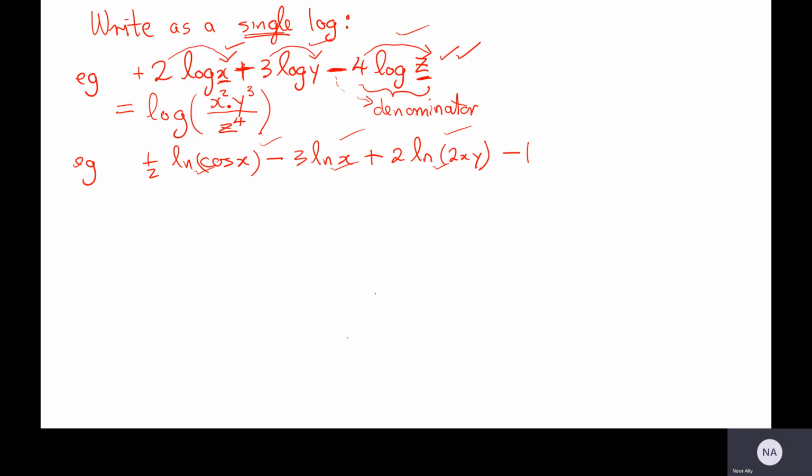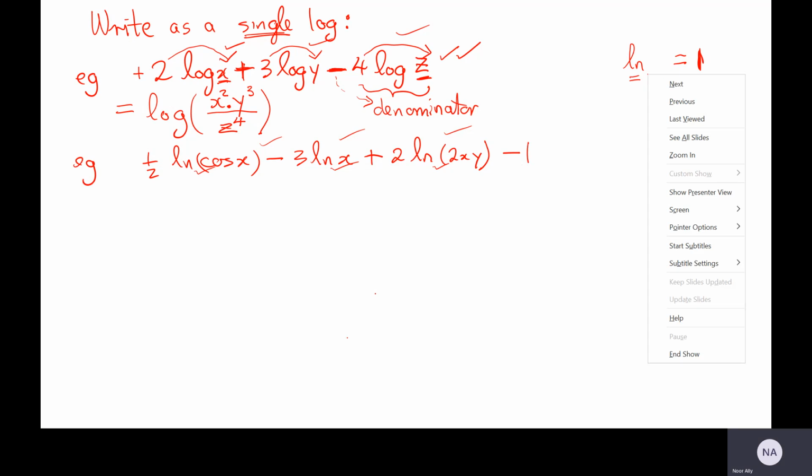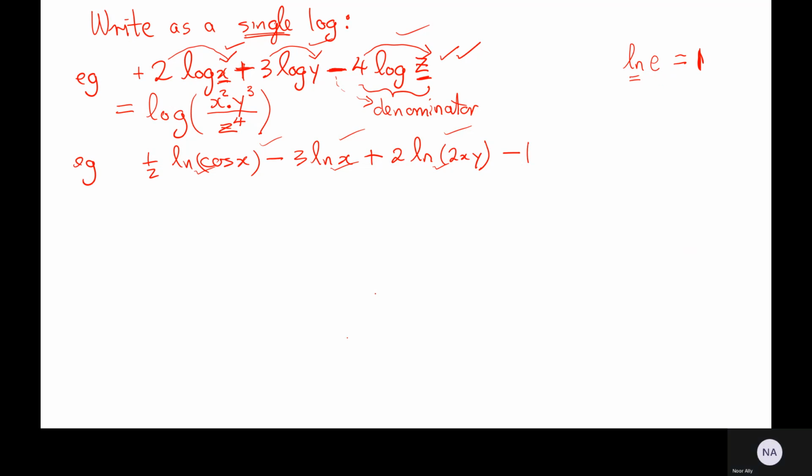Into a ln of 1 fraction. That means I must take this 1. So let's write the 1 here, and I must write it as a ln. Now the ln of what gives you 1? Remember, ln has a base. Yes, the base is e. So it's ln of e. The ln of e is equal to 1. So I can replace this 1 by ln of e, and I'm going to do that.